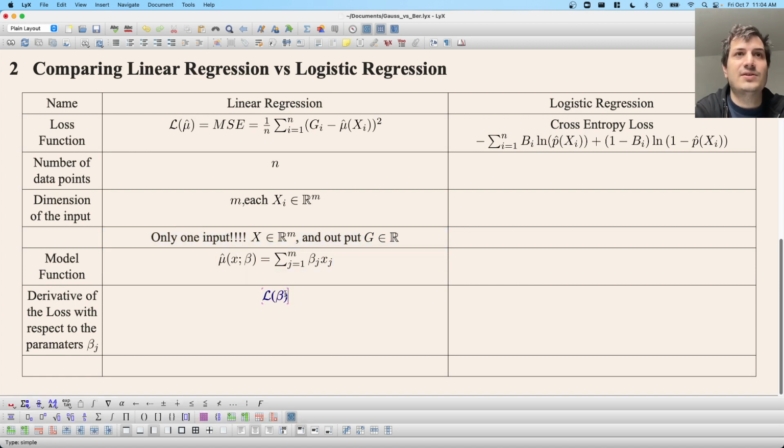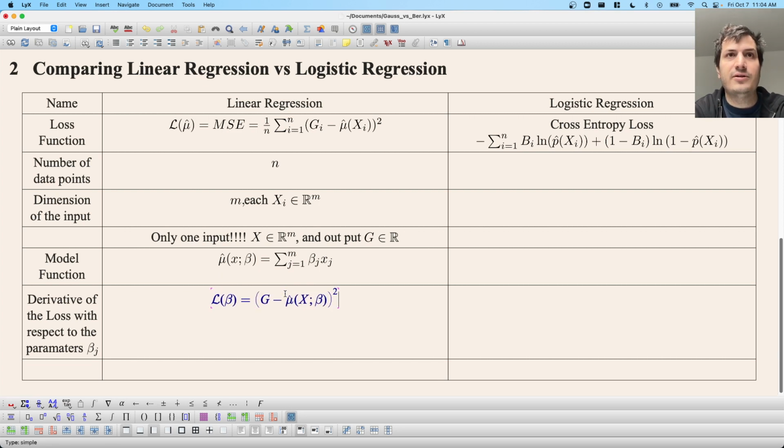And so what is it? It's just this formula: g minus mu hat of x semicolon beta, all squared. And again, it's very easy to generalize to the sum, and we'll do that at the end. But it doesn't change anything. It just makes the notation harder. So I'm going to leave it out for now. We're going to do one data point.